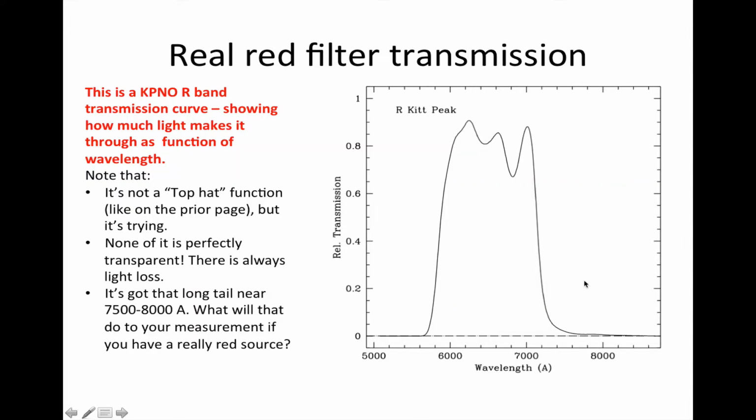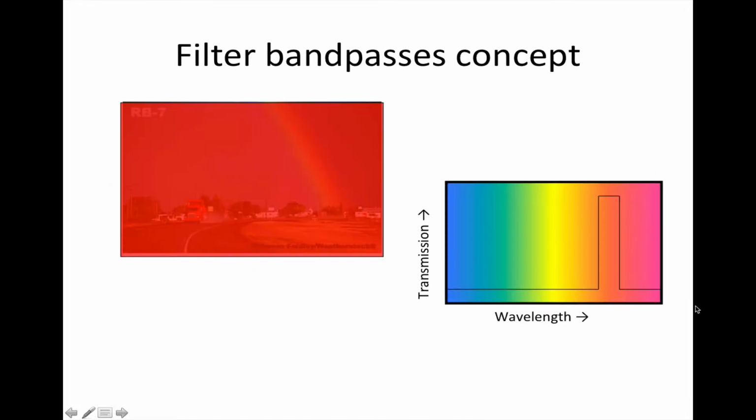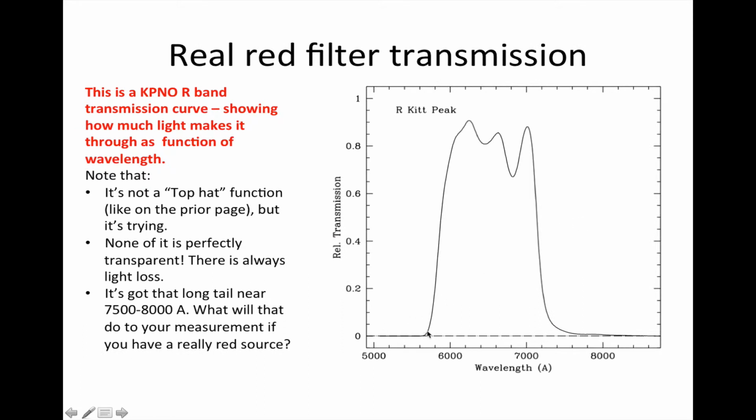This is a real red filter transmission curve. It's R band, Johnson R, maybe Cousins R, I don't know. It's from Kit Peak. And we've got transmission as a function of wavelength here. So this right here is called a top hat function for sort of obvious reasons because it looks like a top hat. This is not a top hat function. It's trying, but it's not.